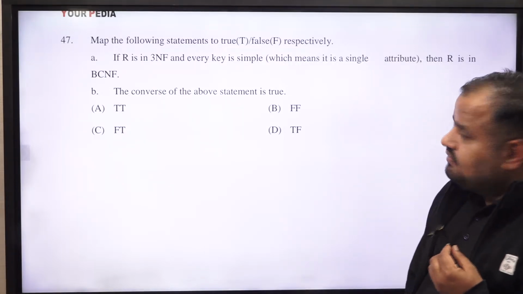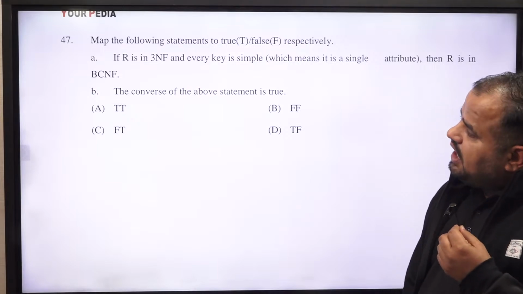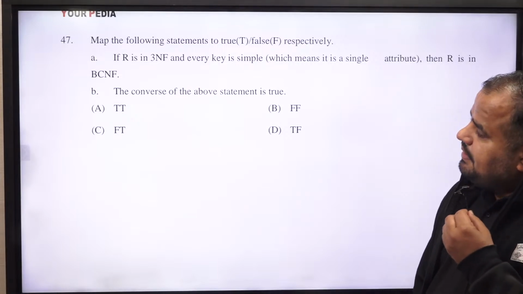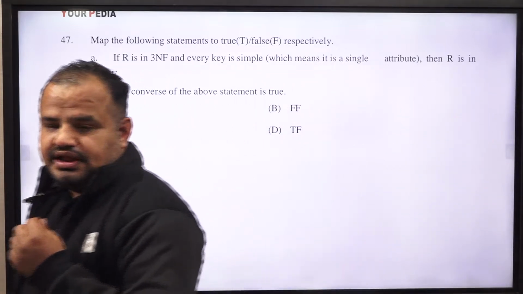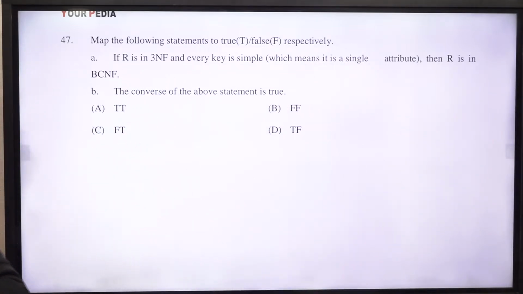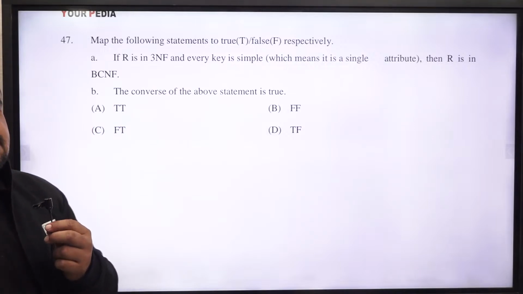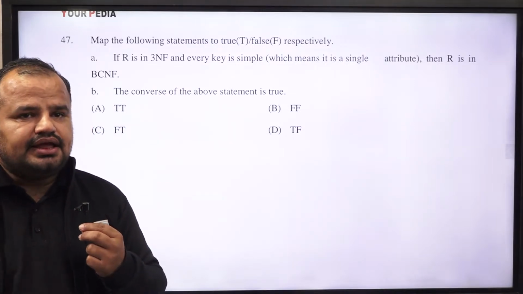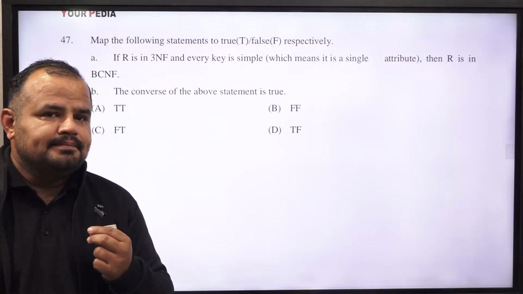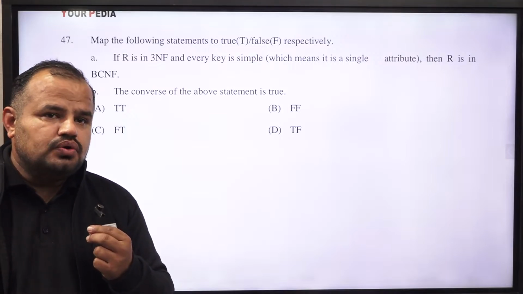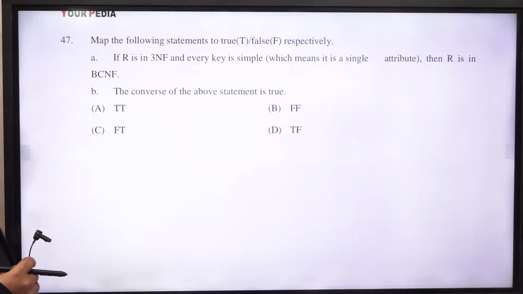So D, Nisu is saying D, if R is in 3NF. Keep in mind, my dear students, to check whether the given relation is in 3NF, what do you have to do? Tell me what you have to do. First of all, you have to check that it should be in 2NF, and in any FD, the left hand side should be a candidate key or the right hand side should be a prime attribute. Then we can say that the relation is in 3NF.